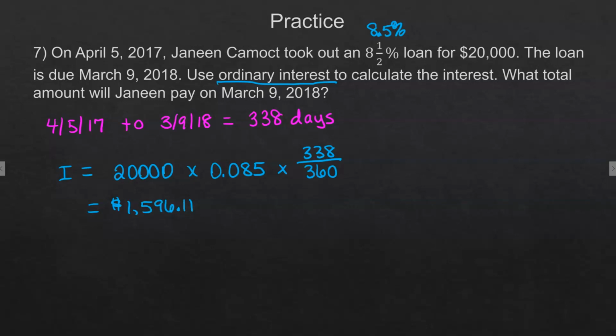So when I get this amount of interest, it is $1,596.11, and then we would add that to the $20,000 because that's what she would owe at the end of the loan, right? So that would be $21,596.11 at the end of the loan, which was due on March 9th, so 338 days.